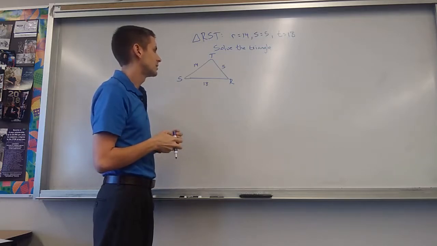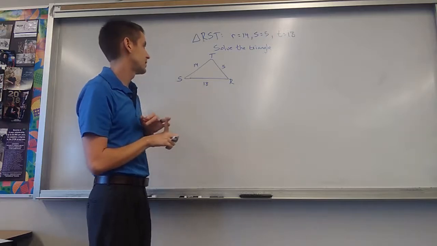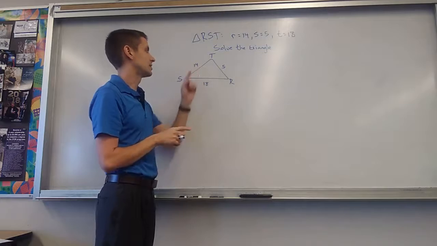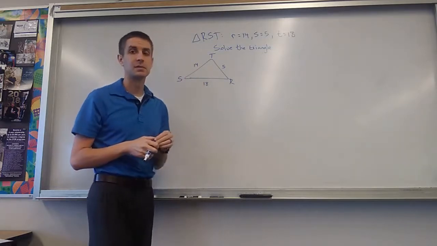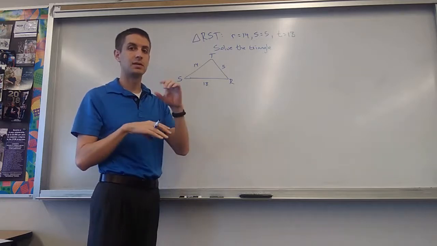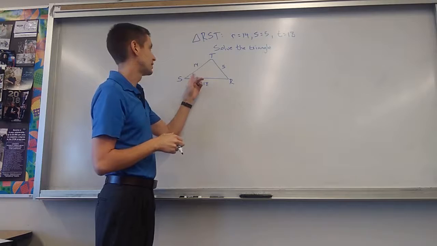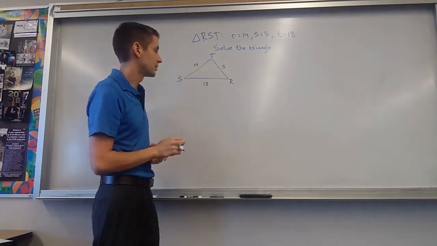Now with all the other triangles that we've solved, we've known an angle and at least a side, but here we don't know any of the angles. All we know is the three sides of the triangle. So we definitely cannot use the law of sines, because with law of sines, to create that ratio, we need a value for an angle and a value for a side. But without knowing any of the angles, I can't create those ratios. So I'm going to rely on cosines again to help me out.